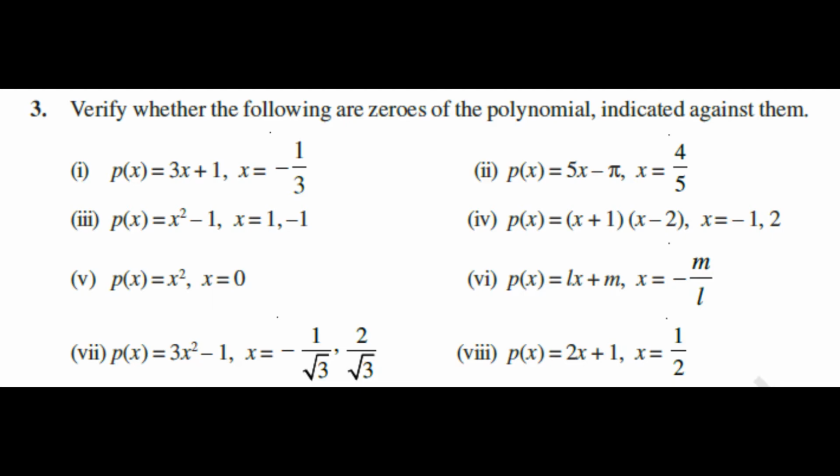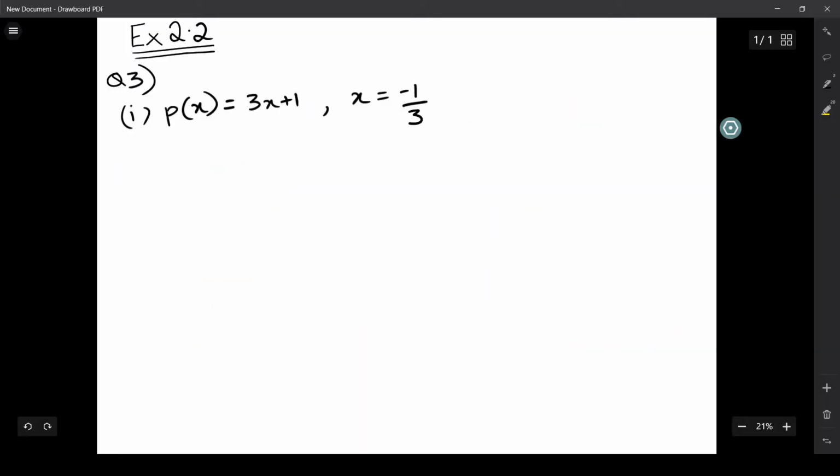Now, just as a reminder, a zero of a polynomial is that value of the variable at which the polynomial equates to 0. So let's look at the first part. In the first part, the polynomial is p of x is equal to 3x plus 1, and the value to be verified is x equal to minus 1 by 3.